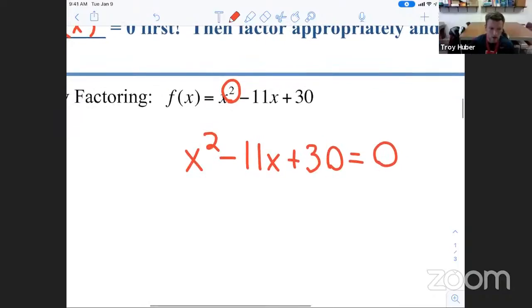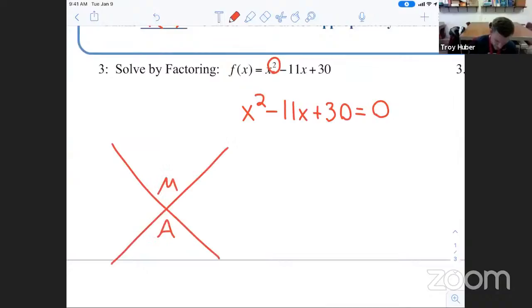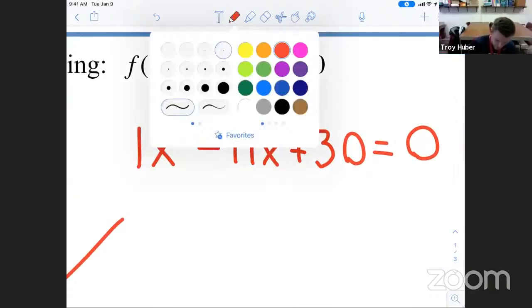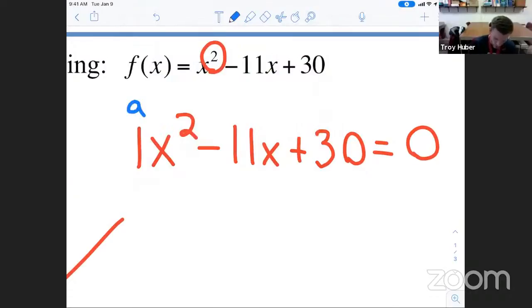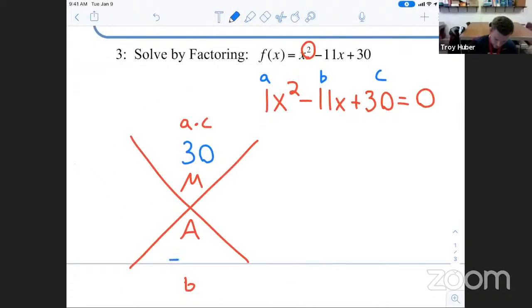All right. And now we're going to factor. And when I factor, I teach the x method. So we multiply to the top, add to the bottom. We always multiply to a times c, and then we add to our b value. So if we look at this problem here, this is really 1x. So our a value is 1, our b value is negative 11, and our c value is 30. So a times c is 1 times 30. So we're multiplying to 30, and we're adding to that negative 11.